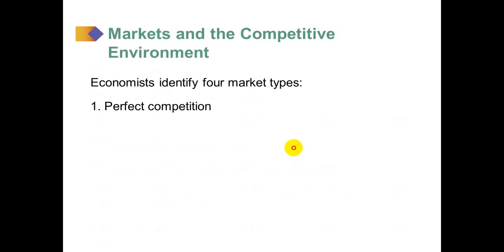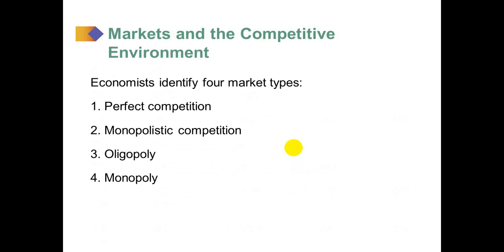Economists identify four market types. It is another important point. We have perfect competition market, monopolistic competition market, oligopoly market, and monopoly market. So we have four kinds of market: perfect competition, monopolistic competition, oligopoly, monopoly.